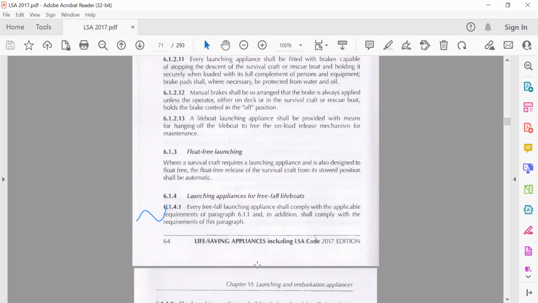Yeah. The last one before float free launching: boat launching appliances shall be provided with means of hang off of the lifeboat to free the on-load release mechanisms for maintenance. Yeah, this is also very, very important. In fact, some companies take it so seriously that when you want to do any maintenance on it like this, you have to apply this item.